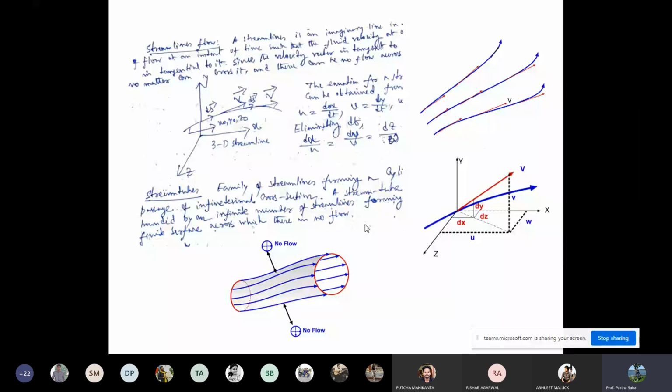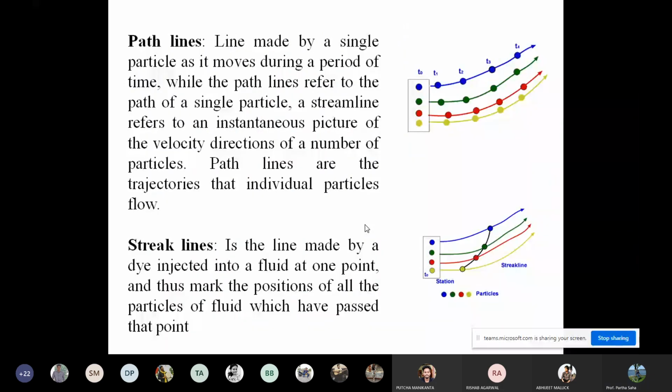Let's move to the next one. It's a path line, and we're going to talk about streak line. So this is actually the path line, the top figure here you can see. The path line is nothing but a line made by a single particle. If you have a single particle, as it moves from position T0, T1, T2, T3, T4, you will have a green particle, red particle, yellow particle. As it moves during a period of time, then it is called the path line. The path line actually refers to the path of a single particle. A streamline refers to an instantaneous picture of the velocity direction of a number of particles, whereas path lines are the trajectories that individual particles follow. That is the basic difference between streamline and path lines.